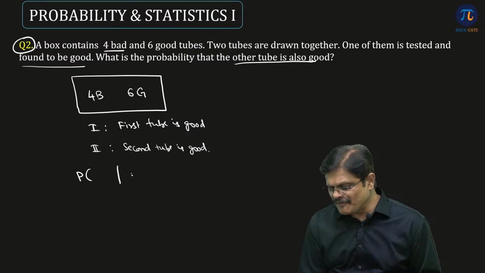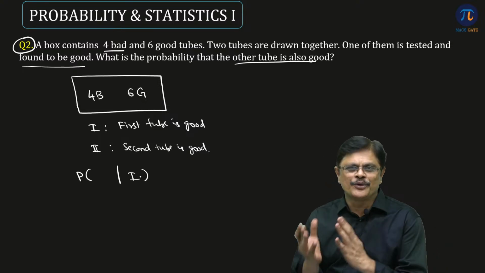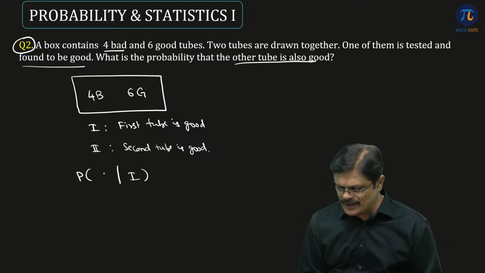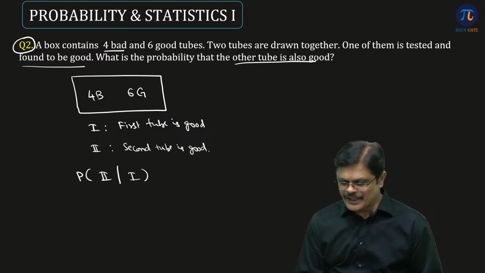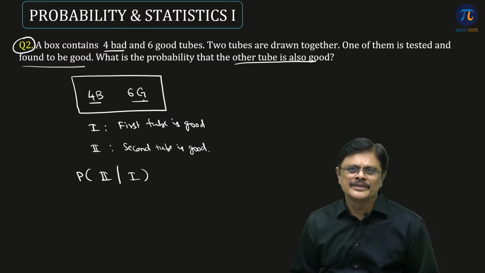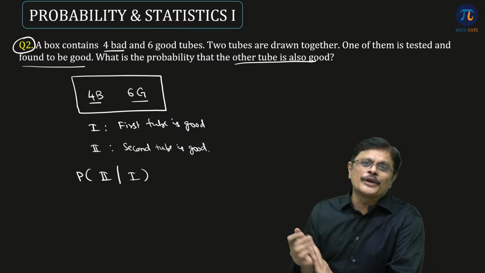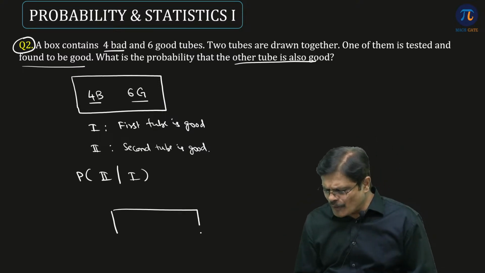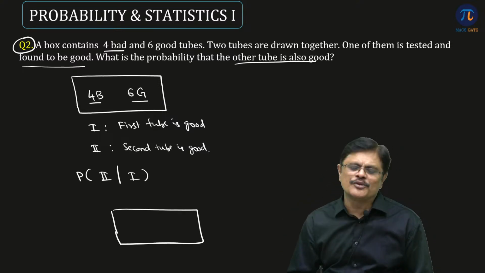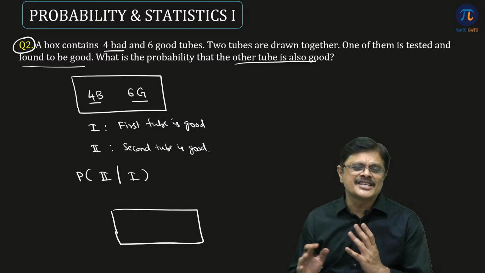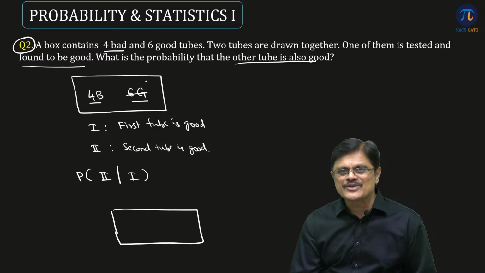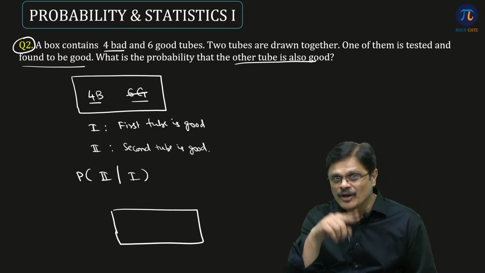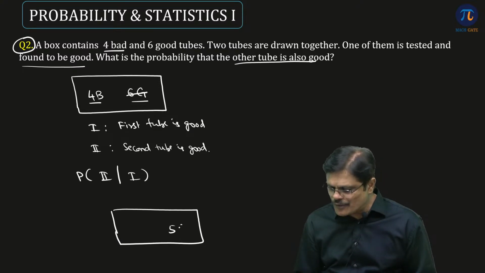That is, when the first tube is found to be good, what is the probability that the second tube is also good? So initially we are having 4 bad and 6 good. So 1 good you removed. When you remove 1 good, what is the new situation of the box? 1 good is removed, so how many good remaining? Because it is not replaced, 5 good will be remaining and 4 bad are remaining.